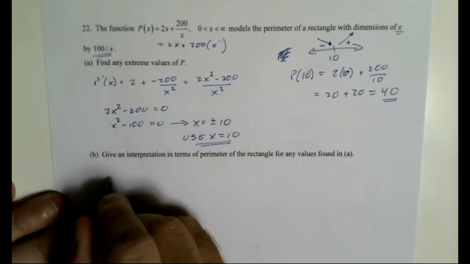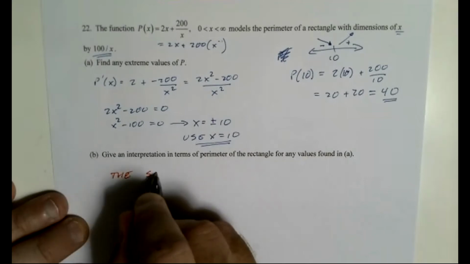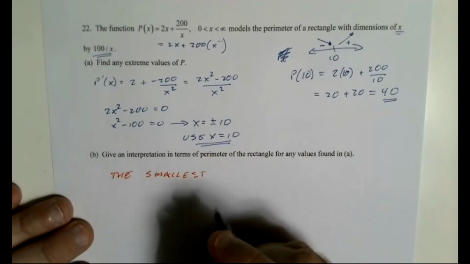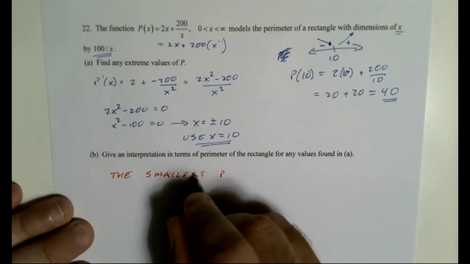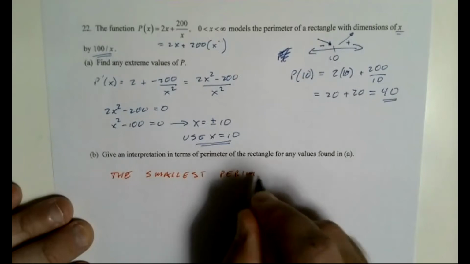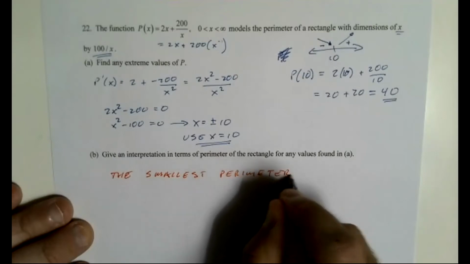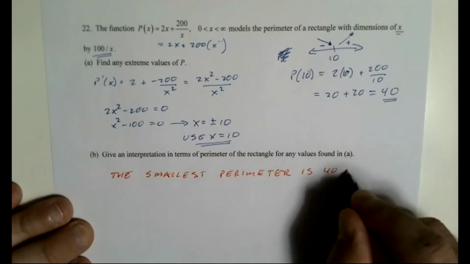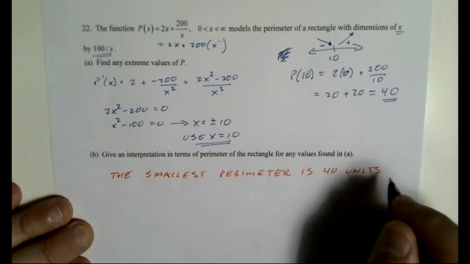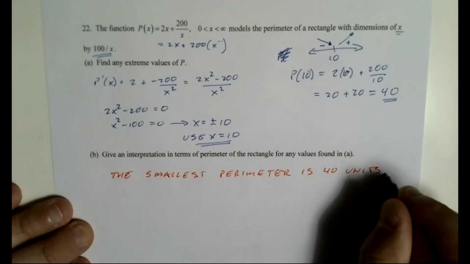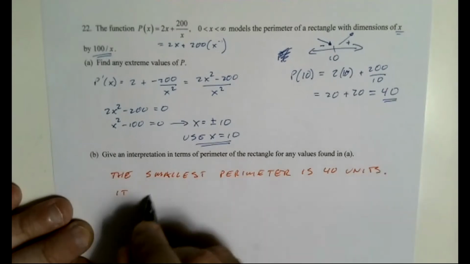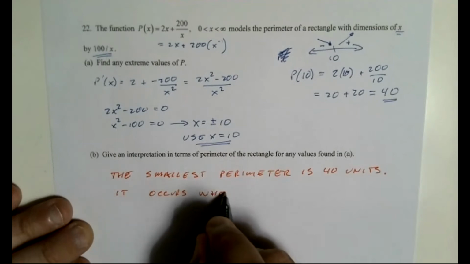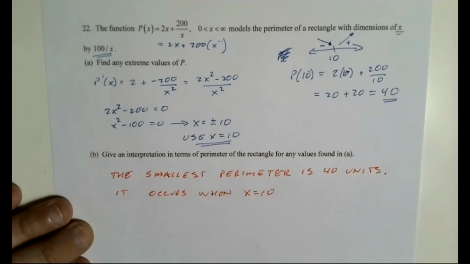That's a minimum. So the smallest perimeter is 40 units. It occurs when x equals 10.